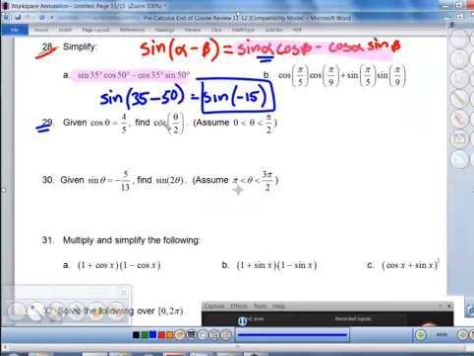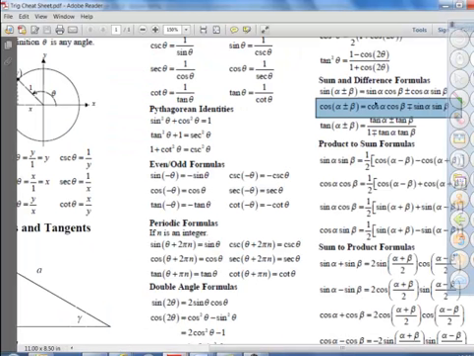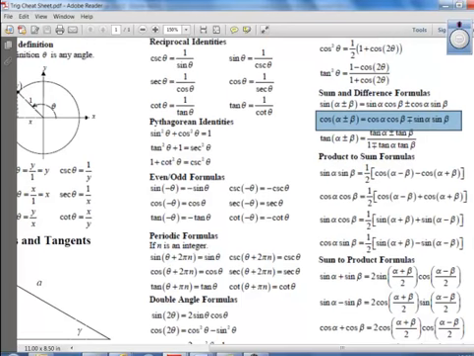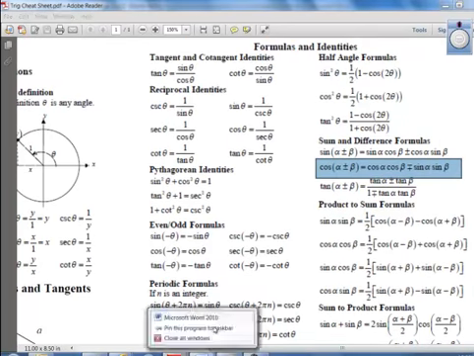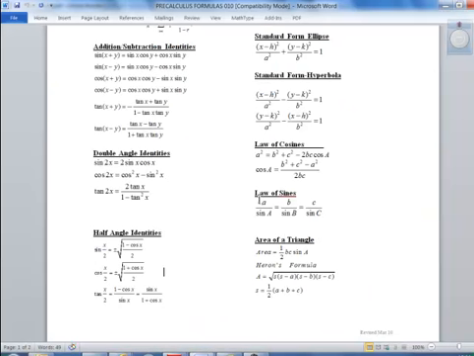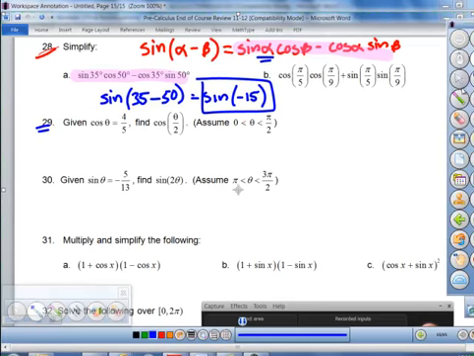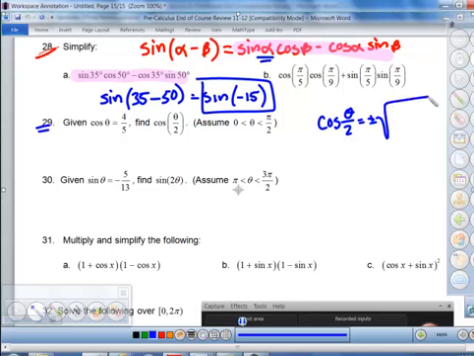Now 29 says find cosine of the half angle. Now on this sheet that I gave you guys, it didn't really show the half angle formulas in a proper way. But the formula sheet that you're going to get on the final, which is somewhere, will have the half angle formulas, and it looks like this. I see that we have cosine of the half angle, so I'm going to go ahead and write that down. The formula for cosine of a half angle is plus or minus the square root of 1 plus cosine of the angle divided by 2.